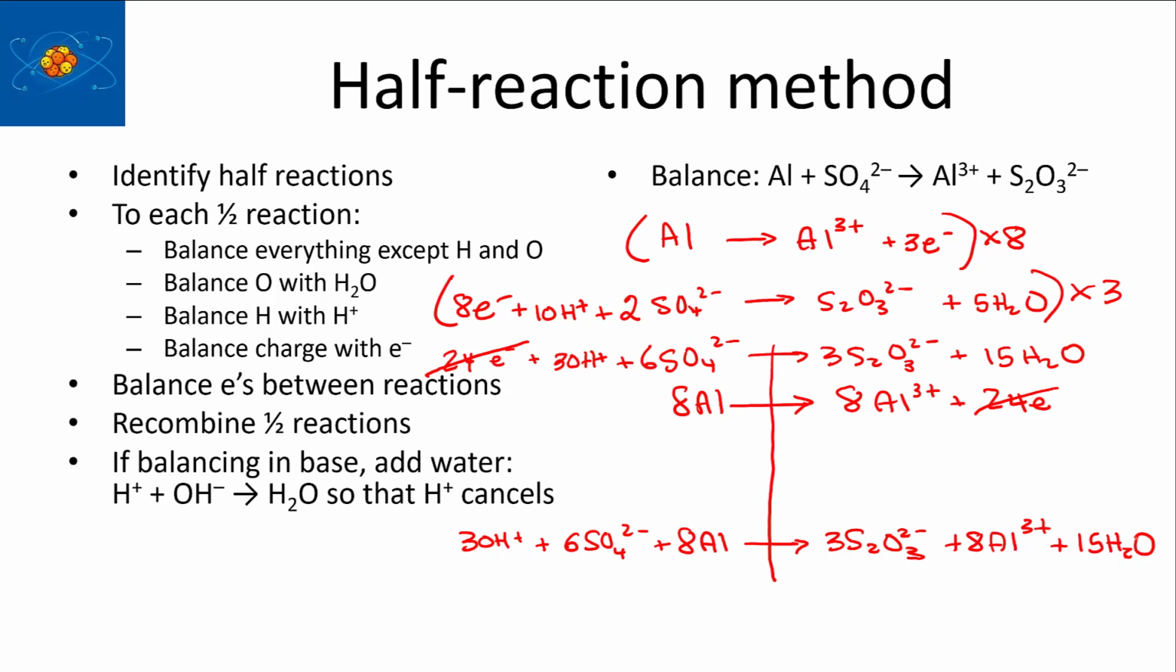So what I'm going to do is a quick check. The quick check goes like this. I have 30 plus here. I have minus 12 here. So that's a total of 18 positive charges that I have. Now, on the right-hand side, I have 6 minuses, because of the 3 times minus 2, and then I have 24 positives. If I add those together, I get 18 positive.